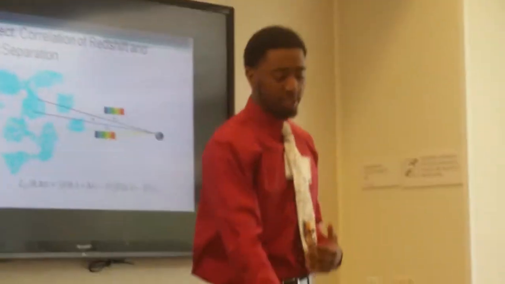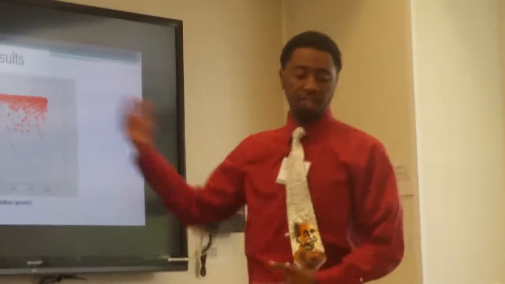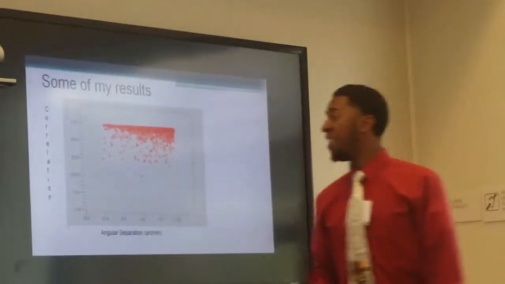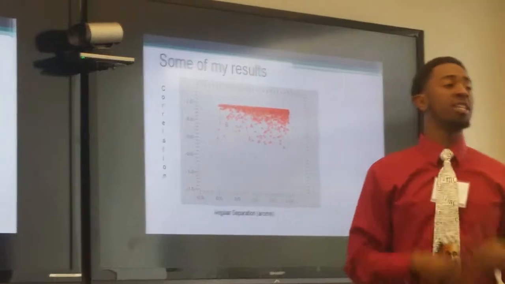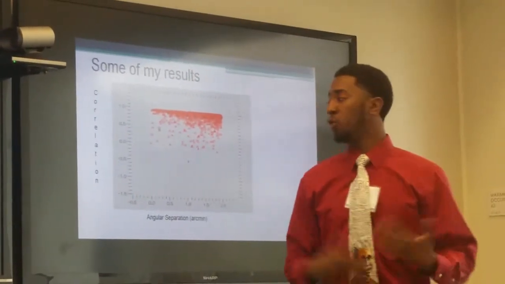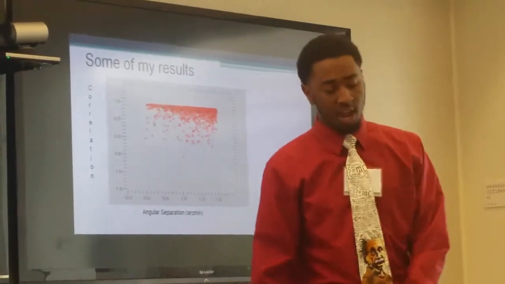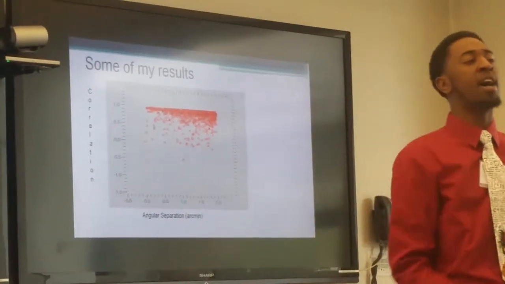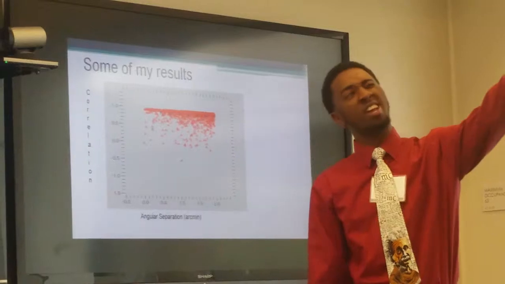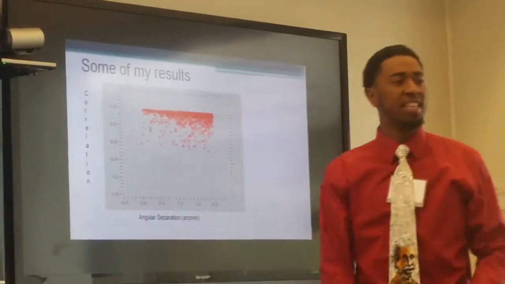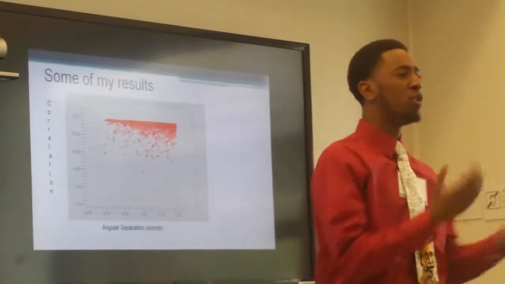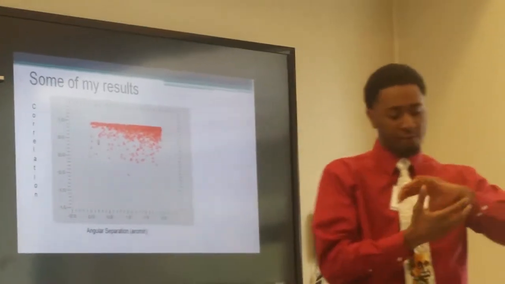Some of my results came from this graph here. The x direction is angular separation, which is in arc minutes. For those who don't know what an arc minute is, imagine you have a penny and a drill, and you drill out Abraham Lincoln's eye, and you hold that at arm's length and look out through the hole. That would be 1 arc minute in the sky. So it's a very, very fine point in the sky.